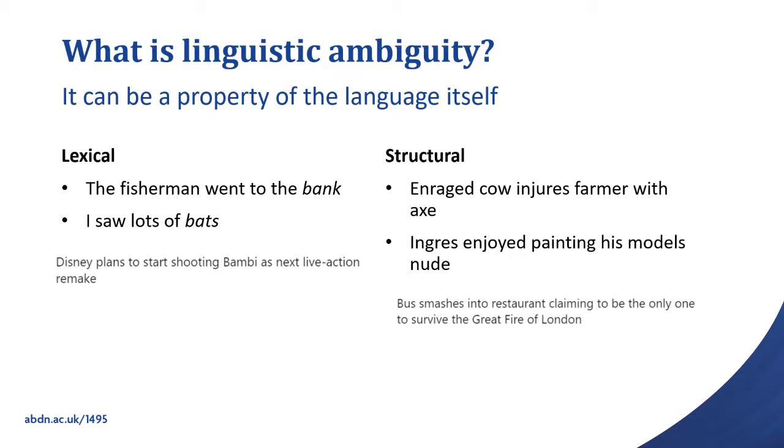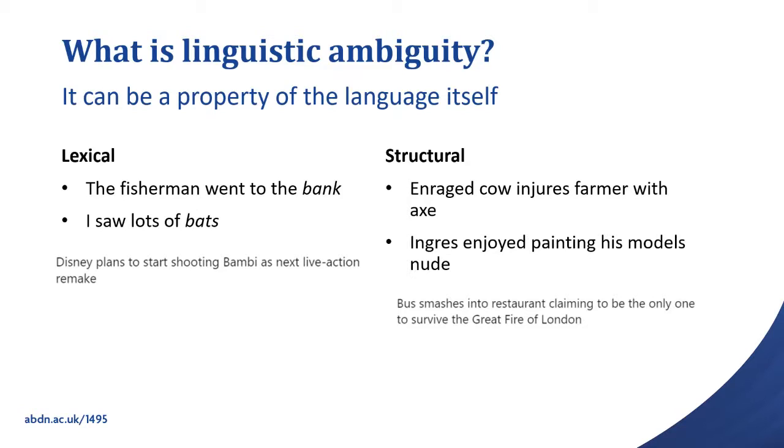You can also have structural ambiguity. Structural ambiguity relates to the underlying structure of a sentence, and how we understand the underlying structure of a sentence can alter its meaning. So if I have a sentence like, enraged cow injures farmer with axe, it could be that the farmer had an axe and that a cow attacked the farmer. Or it could mean that, it's less likely admittedly, but it could be the cow who had the axe and that the cow used this to injure the farmer. And the different interpretations that we have of this sentence will depend on how we interpret its underlying structure.